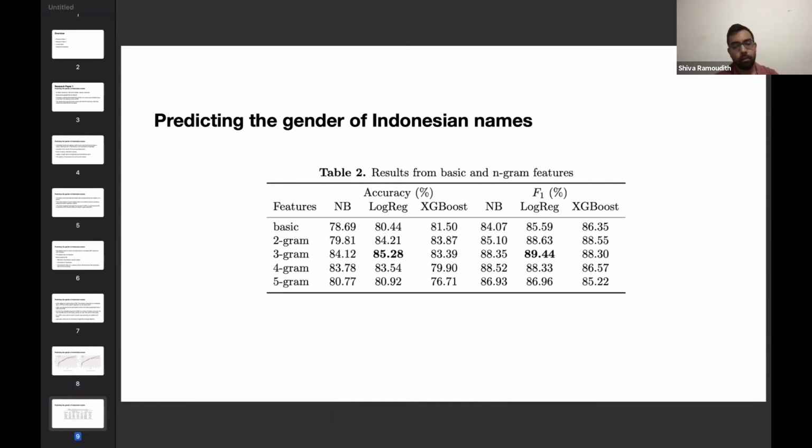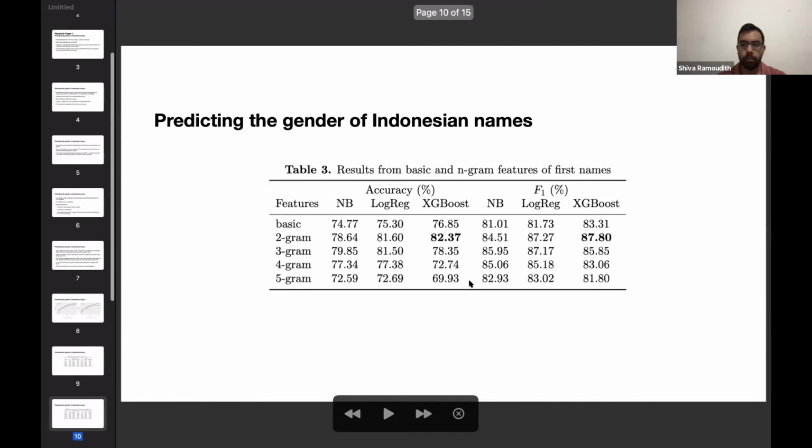Right. In terms of the other algorithms, we utilized naive Bayes, logistic regression, and XGBoost. And we see that the best performance, or accuracy in this case, was from logistic regression with the 3-gram feature. The F1 score was also the highest here with logistic regression and 3-gram. And this is, I believe, for full names.